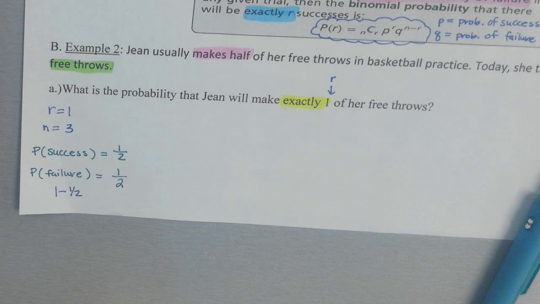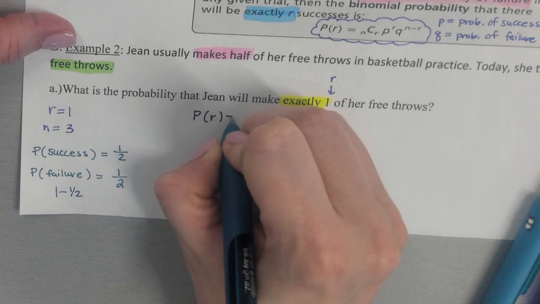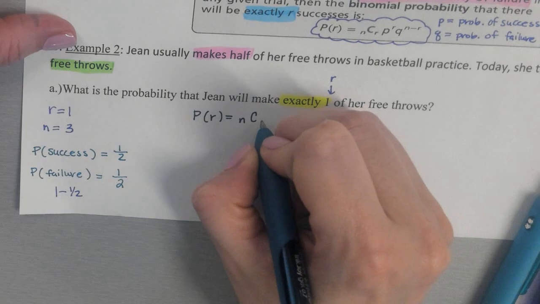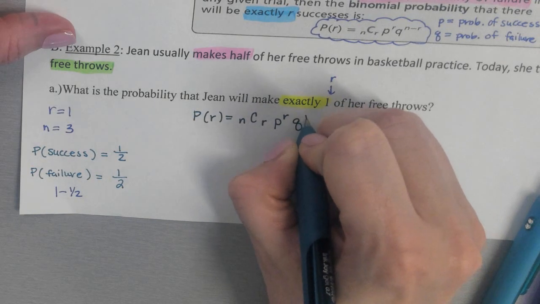Okay. All right. So I'm going to write out the formula because this is our first time doing it. So this is the probability of R equals NCR, P to the R, and then Q to the N minus R.